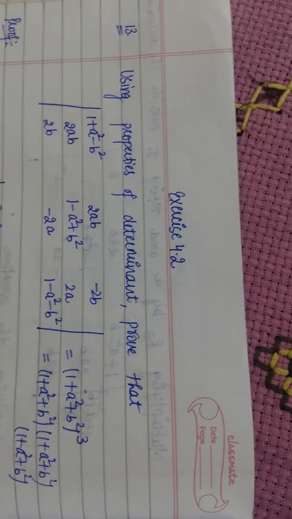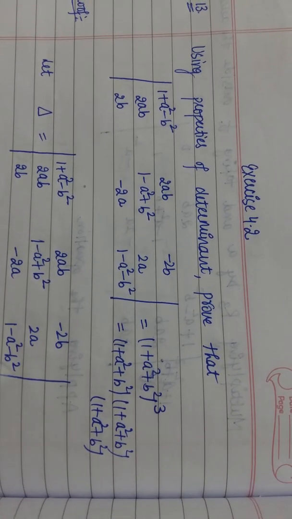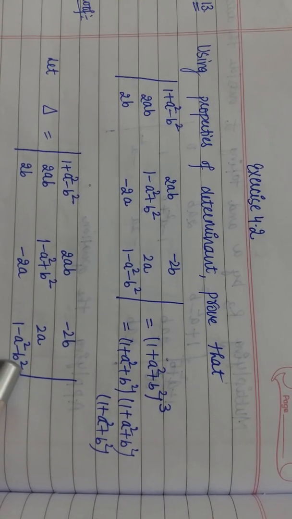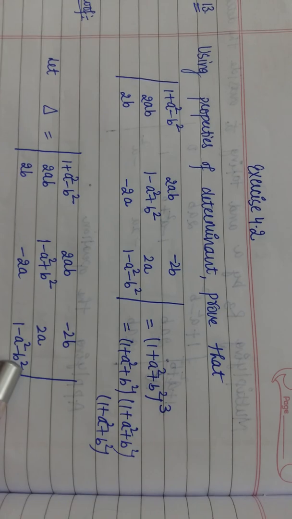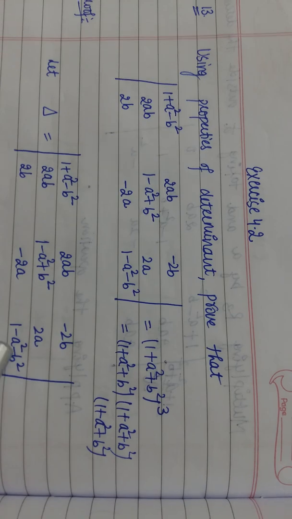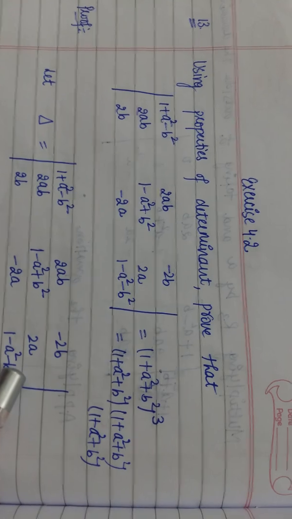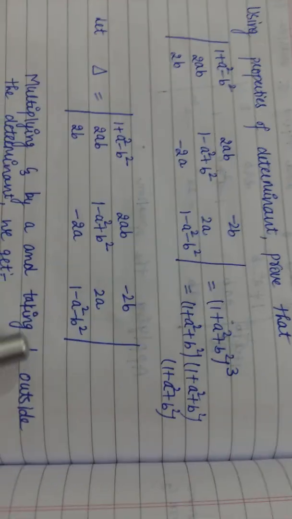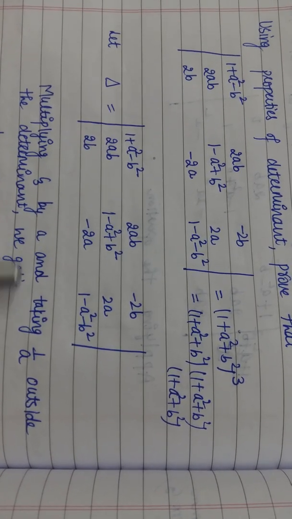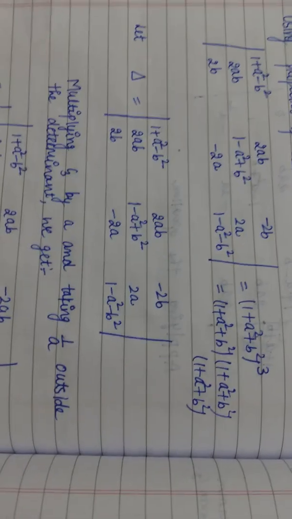Firstly, we take the left hand side of the determinant and denote it by delta, and then I am going to multiply the third column by a. We know that if we are multiplying any row or any column of a determinant by some number, then we have to take the reciprocal of that number outside the determinant. So if I multiply the third column by a, then I have to take 1 by a outside the determinant.